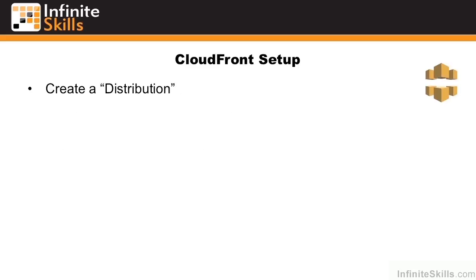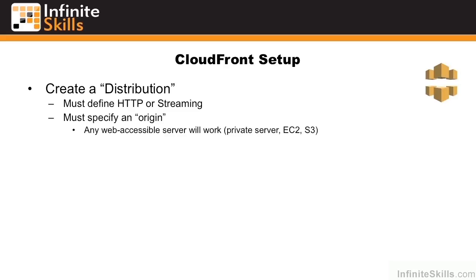To set up CloudFront, you first need to create a distribution. You have to specify whether this distribution is going to be HTTP or streaming. You also have to specify an origin. Again, any web-accessible server will work. You can use a private server, an EC2 instance, or S3. You can also specify the TTL, or time to live, and path matches, as well as logging.